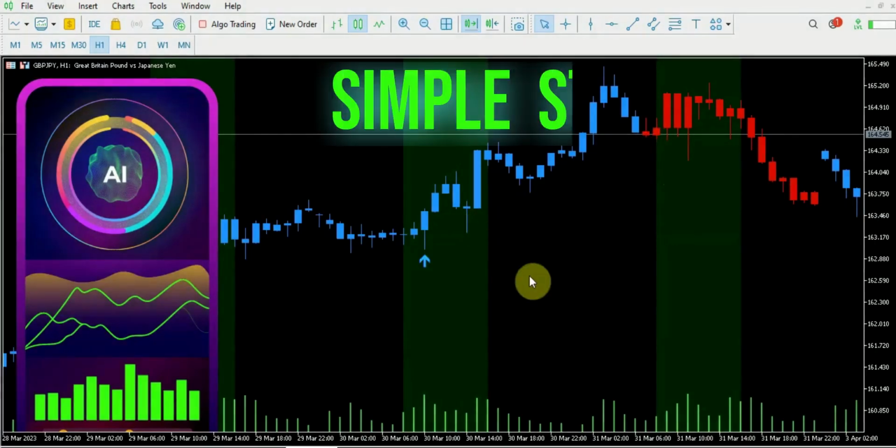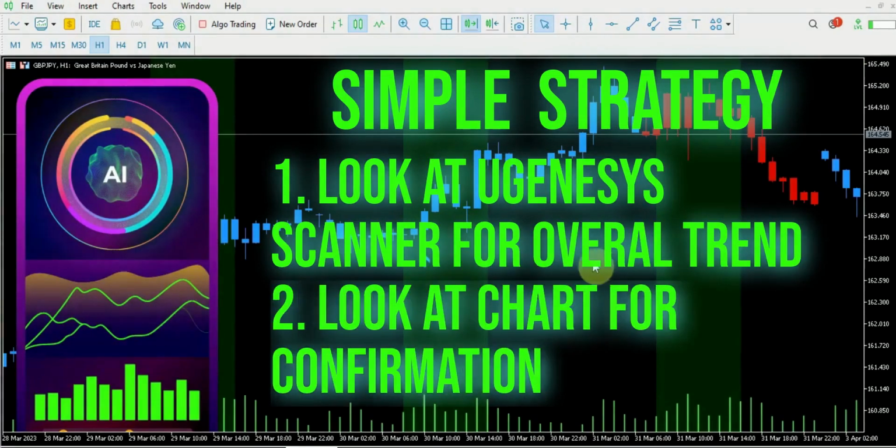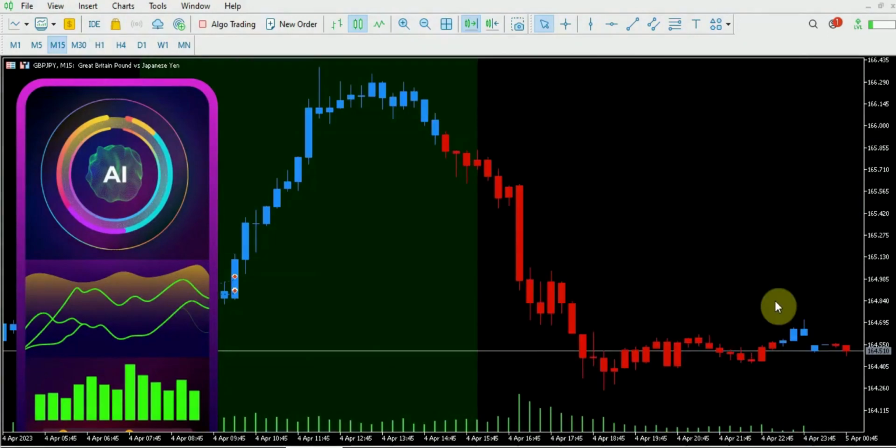So it's a pretty simple strategy, guys. So you first look at the overall trend over here from our uGenesys scanner, and then you take a look at the market here for confirmation. And so there you have it, guys. That's an introduction to our super amazing indicator here, our uGenesys AI indicator.